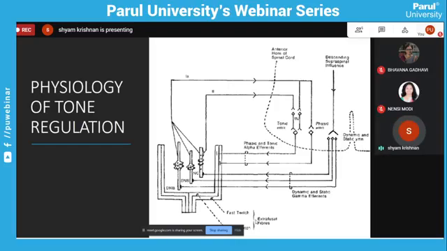Now all the activities of the phasic muscle is regulated by connections which come from here. You can see that it is not receiving any other connections.